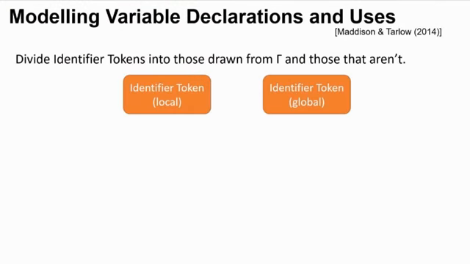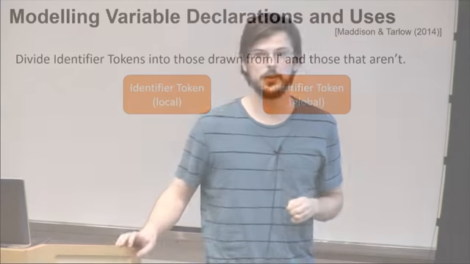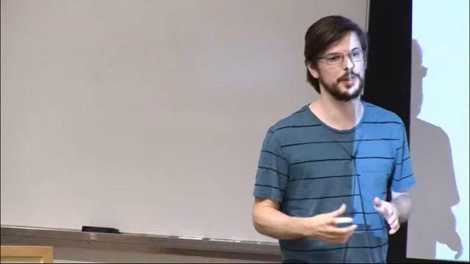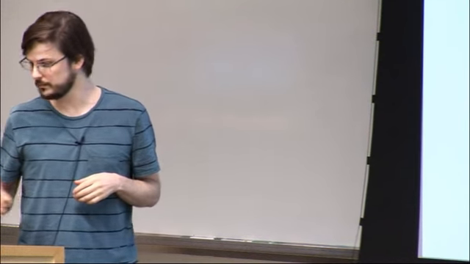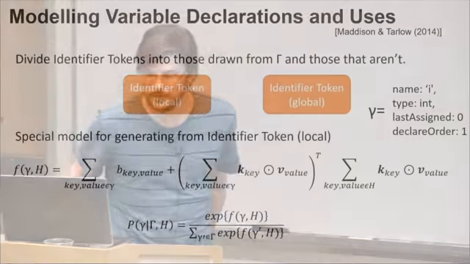And now what we're going to do is make a slight modification to the abstract syntax trees, where instead of just having identifier token nodes, we're going to have some that we call local and some that we call global. The global is our catch-all fallback for when we don't know what's going on. The local is where we generate an identifier that we know is currently in scope that comes from our set. So how are we going to do that?